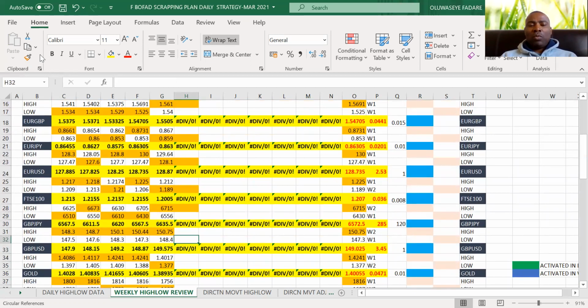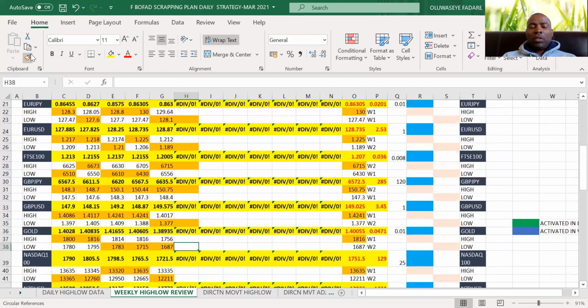GBP JPY, we've already had an increase in week 1 and week 2 so far. So our week 3 might be a high or a low. So it's not actually certain, but if it should go higher in week 3, then it means for the rest of the month it's going to go higher. For GBP USD, week 2 is low. So from the analysis so far, it's likely to be on a low trend.